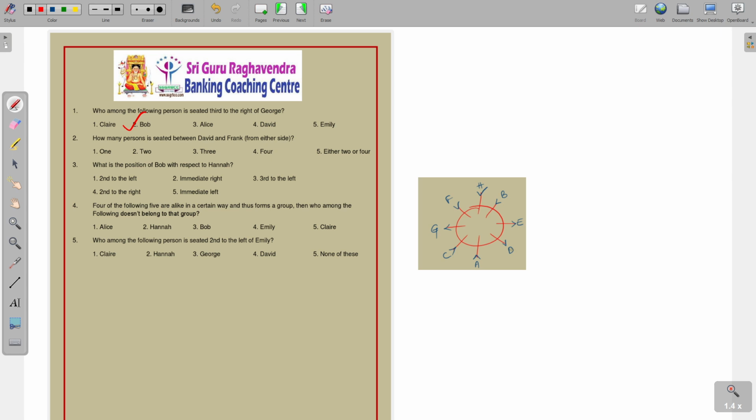How many persons are seated between D and F? So here D and F are facing here. So D and F both are opposite each other. Between both there are 3 persons on each side.